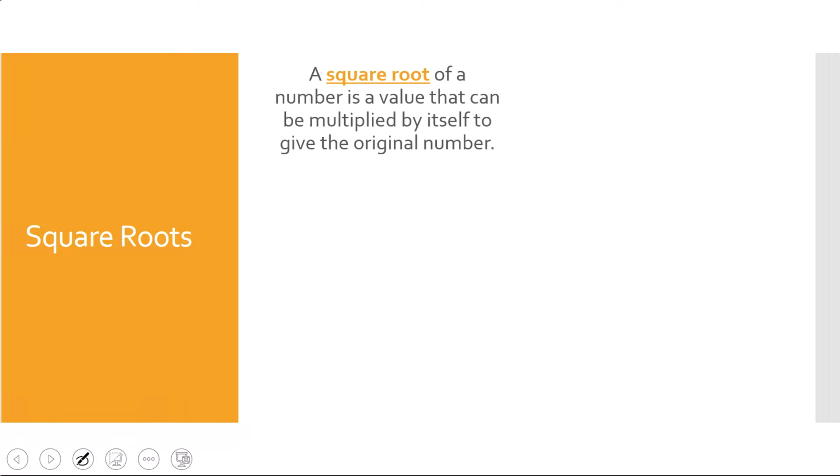So the definition of a square root is a number whose value can be multiplied by itself to give the original number. So once again, a number that can be multiplied by itself to give the original number. So for instance, if you think about the square root of 9, you have to find a number that can be multiplied by itself to give 9. So for instance, 3 times 3 is 9. So that means the square root of 9 would be 3, because again, 3 times 3 is 9.